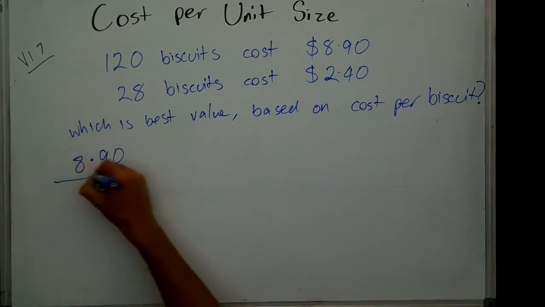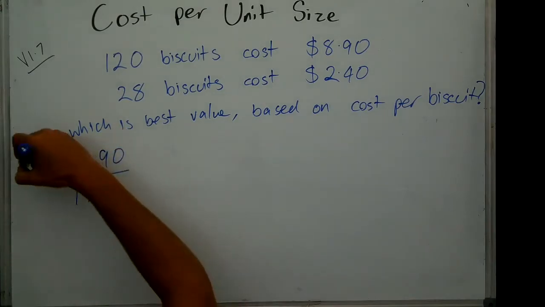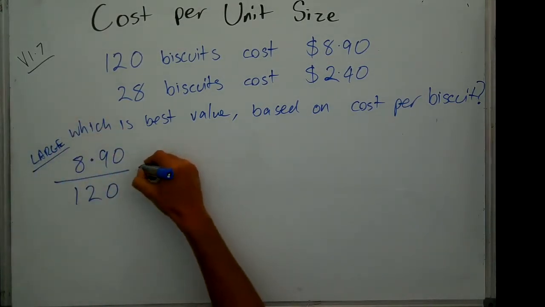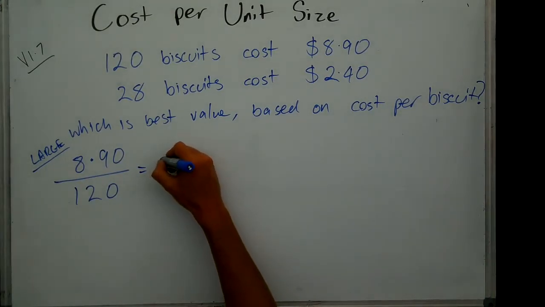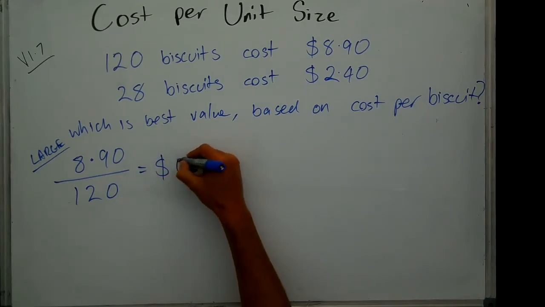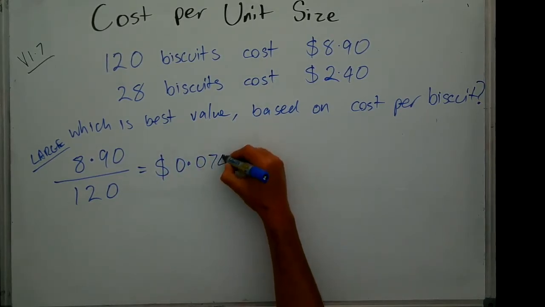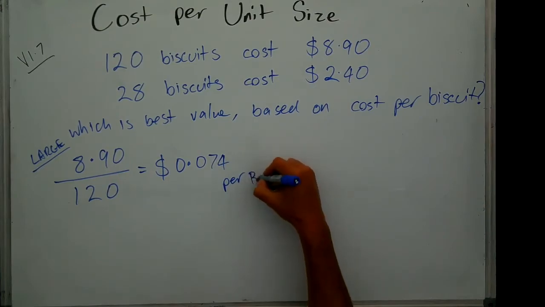$8.90 divided by 120, this is the large, and that equals 0.074 dollars per biscuit. Leave it at that.